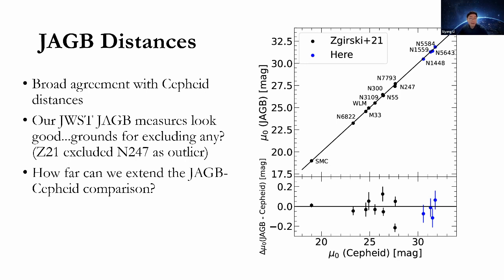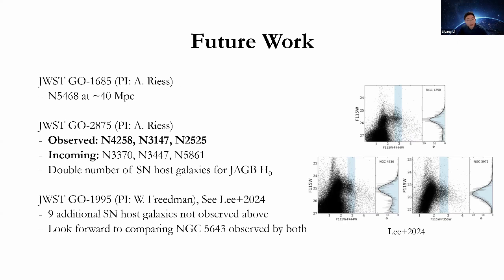Now, another question is how far can we extend the JAGB-Cepheid comparison? Fortunately, the JAGB is brighter than the TRGB, and so we do have an observation of NGC 5468, which lies at roughly 40 megaparsecs. This galaxy is far enough that the I-band TRGB cannot reach that far. There's also NGC 3147, also roughly 40 megaparsecs. So it'll be interesting to see if we can extend the JAGB distance scale that far.